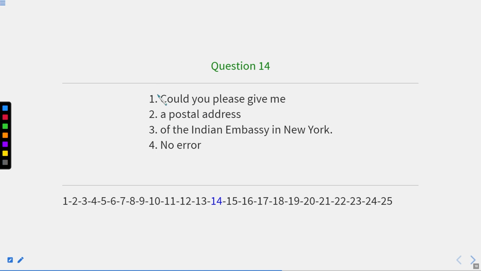Okay, so here A should be replaced with the, because we are talking about the particular address. So the postal address, we are not talking about any address. We are talking about the particular address of somewhere. So we need to put the over here. So our answer will be 2. Remove A and replace A with the. So the correct sentence will be, could you please give me the postal address of the Indian Embassy in New York? Because we are talking about the particular address, and this address is of the Indian Embassy in New York. Now let us move to the next question.